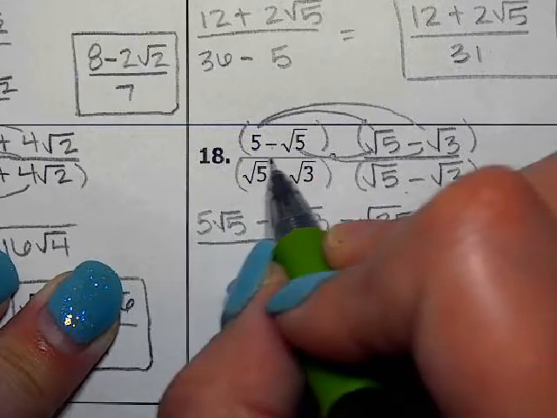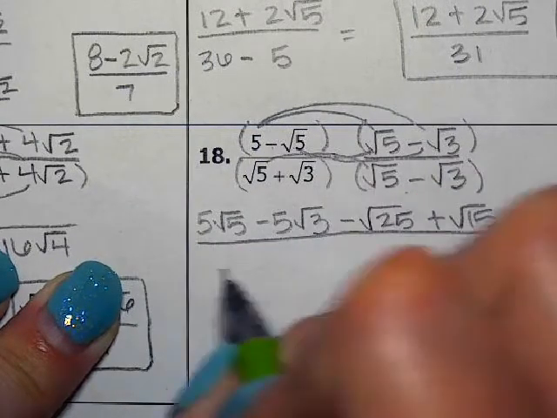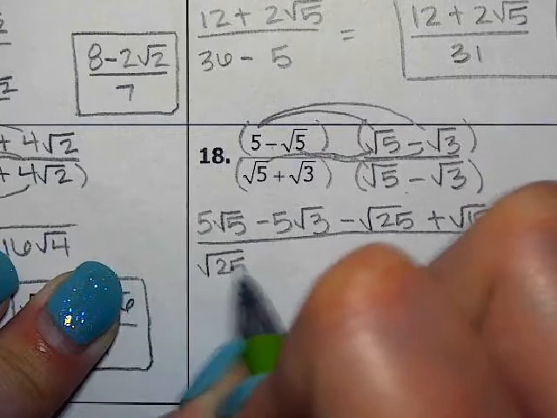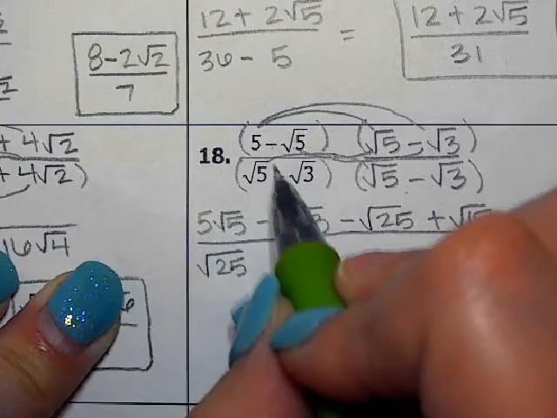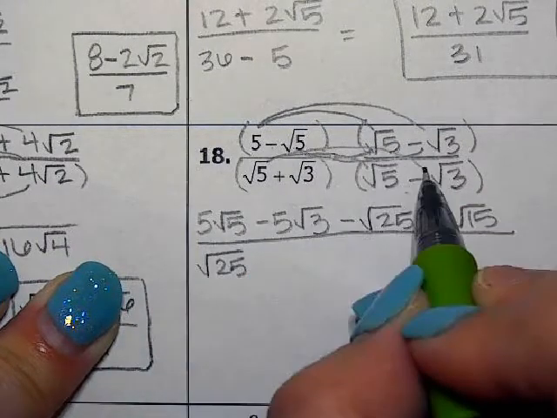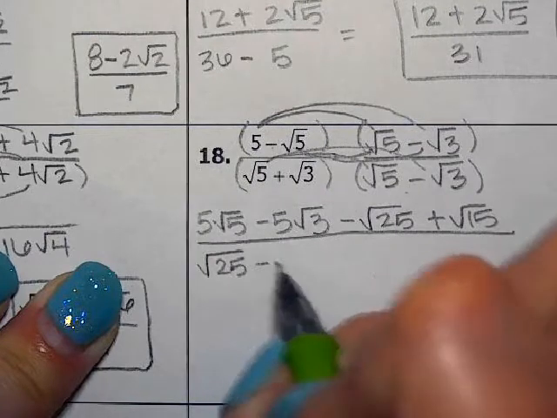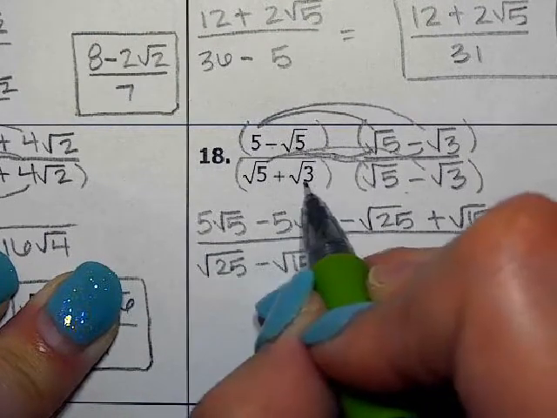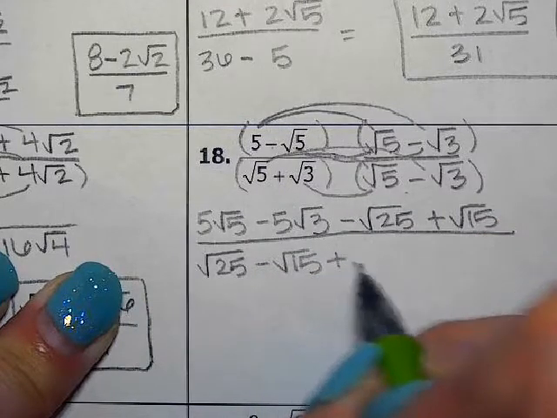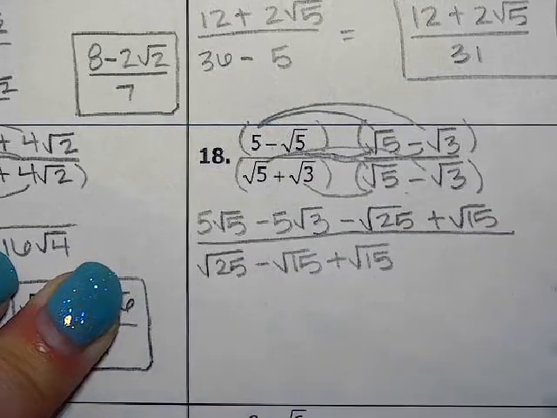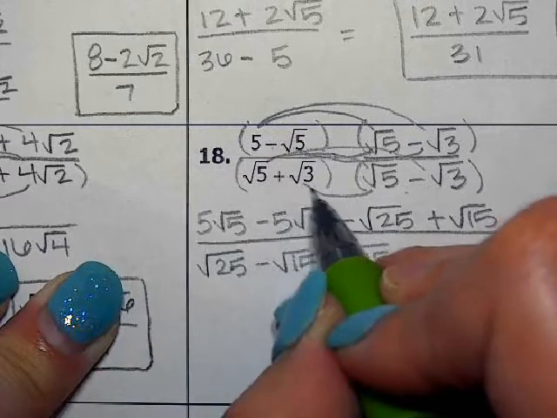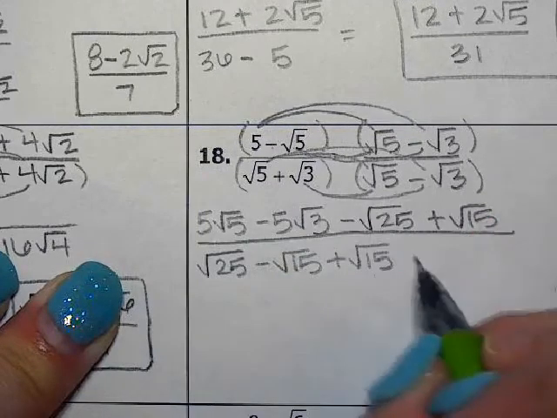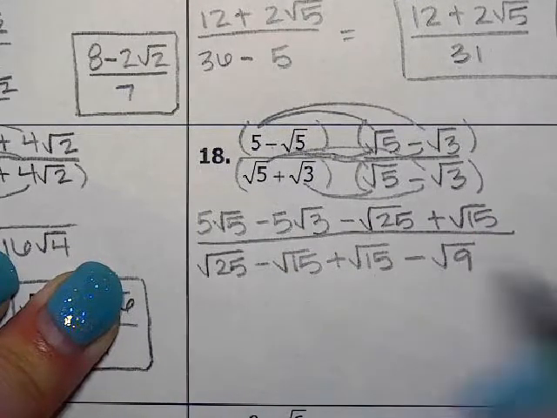So root 5 times root 5 is root 25. Root 5 times negative root 3 is negative root 15. Positive root 3 times positive root 5 is positive root 15. There you go, so that's something that's nice there. And then positive root 3 times negative root 3 is negative root 9. Okay, what an ugly problem.